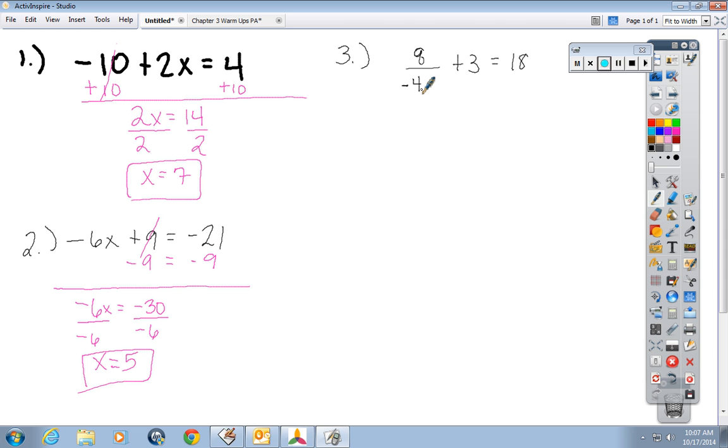What would I do first? Subtract 3 from each side. I'm left with what divided by negative 4 equals, what's 18 minus 3? 15. Then what would I do? Multiply both sides by negative 4. And then I would get Q is negative 60.